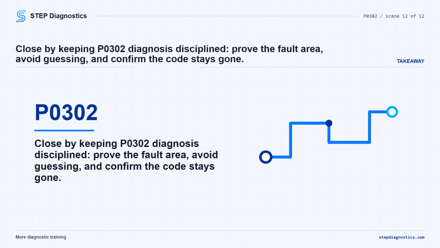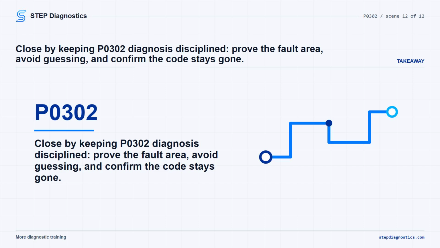This path does not give a cylinder 2 pinpoint flow. So if these checks do not prove the fault, pause, recheck the earlier diagnostic path, and avoid guessing. Keep the diagnosis focused on what the vehicle is actually doing. Prove the circuit or system fault before making a repair. Then verify the repair and confirm P0302 stays gone.